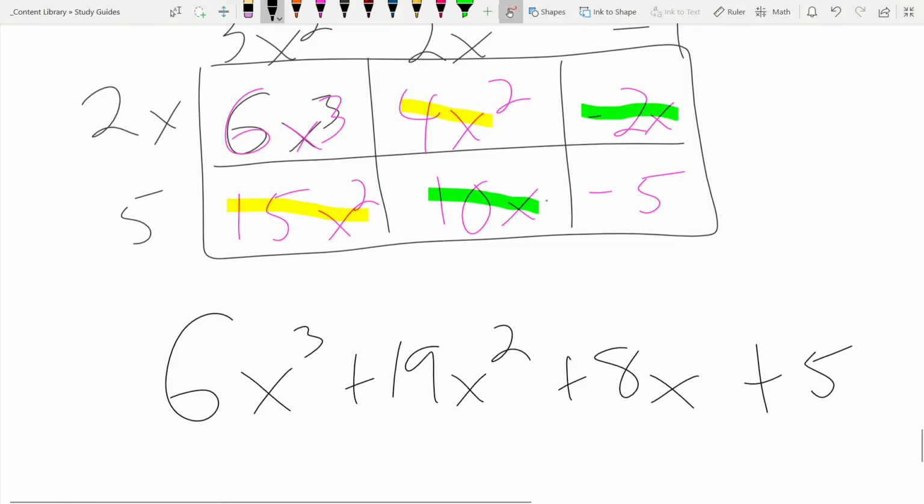Actually, no, it's not a plus 5. That is actually a minus 5. There we go. All right, on to the next page.